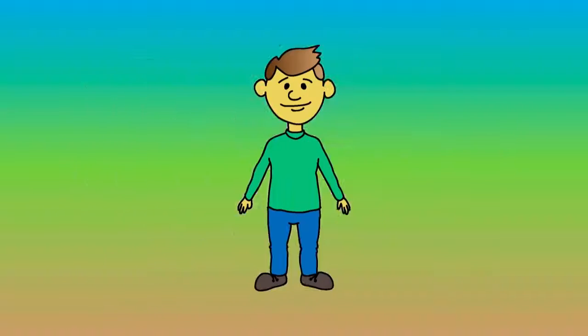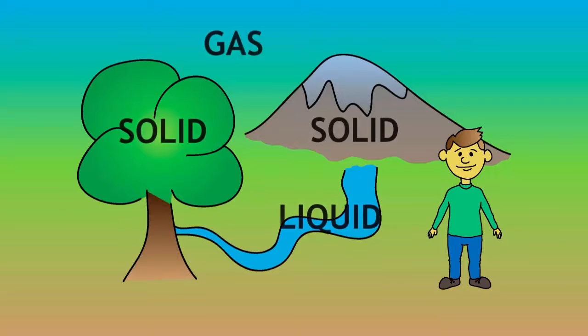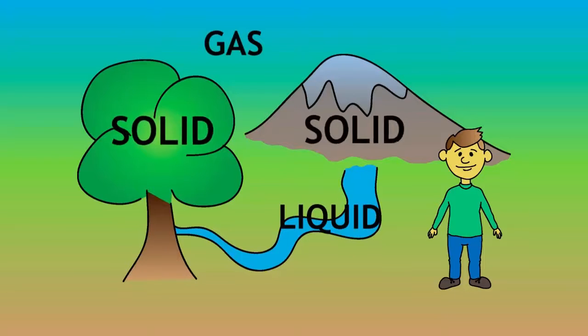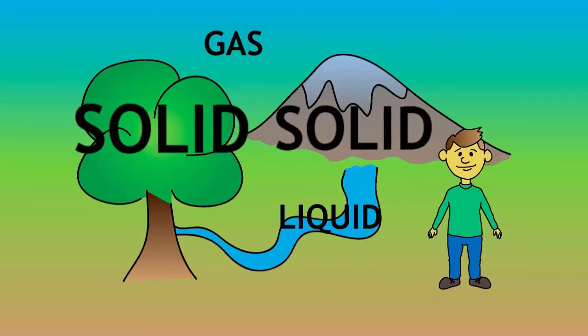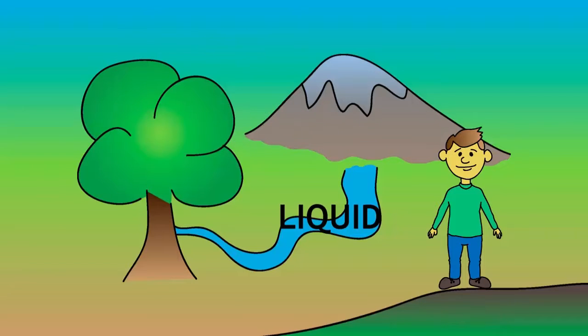Take a look around you. You're surrounded by three physical states of matter. Of those you can see, many will be solids. The ground you're standing on is likely to be a solid. Some of the things around you will be liquid.